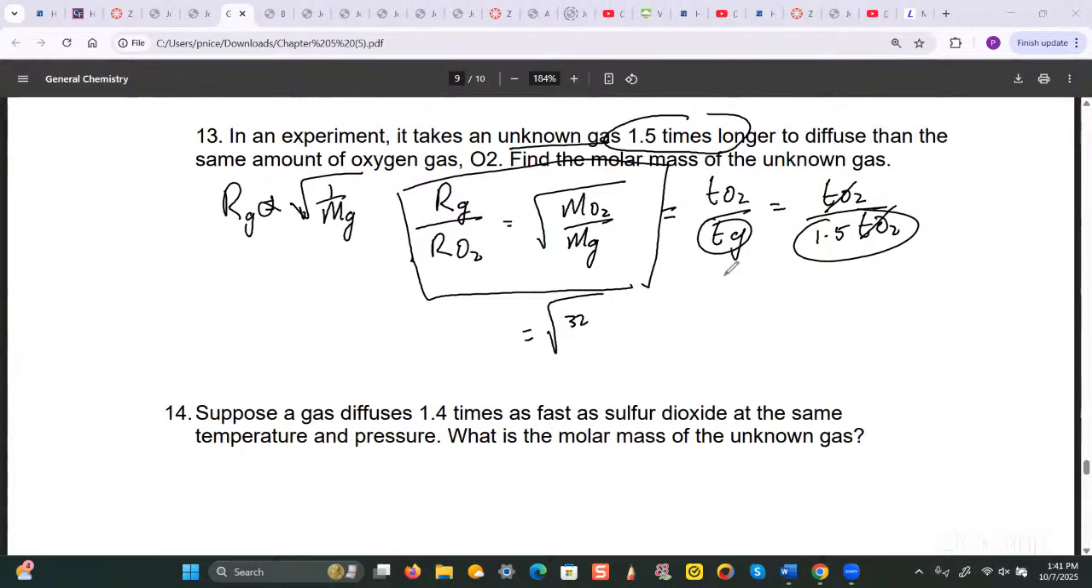In fact, you know what? I'm sorry. I'm making things a bit more complicated than it should be. Let me do some rearrangement first, and then we put the numbers in.